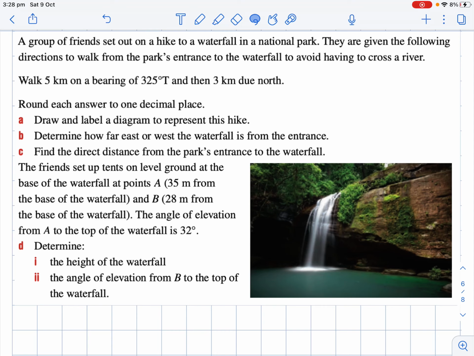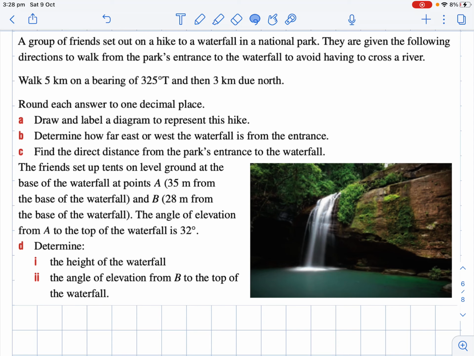So, a group of friends set out on a hike to a waterfall in a national park. They are given the following directions to walk from the park's entrance to the waterfall to avoid having to cross a river. Walk 5 kilometres on a bearing of 325 degrees true and then 3 kilometres due north. Round each answer to one decimal place.